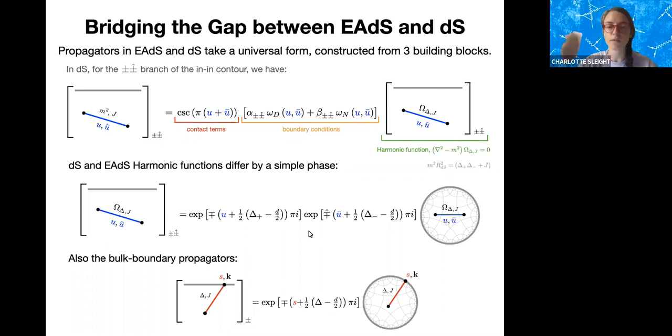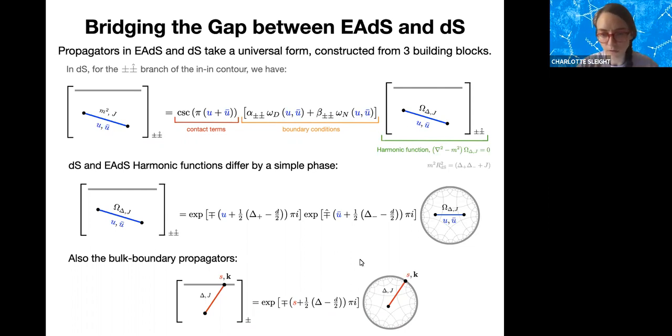And you can actually establish this relation by analytically continuing from AdS to de Sitter. So taking your harmonic function in Euclidean AdS here on the right-hand side, writing it in Poincaré coordinates and Wick rotating to the expanding Poincaré patch in de Sitter. And it's this rotation that introduces these phases here. And it turns out that the direction of rotation, so clockwise or anticlockwise, dictates whether you land on the plus or the minus branch of the in-in contour.